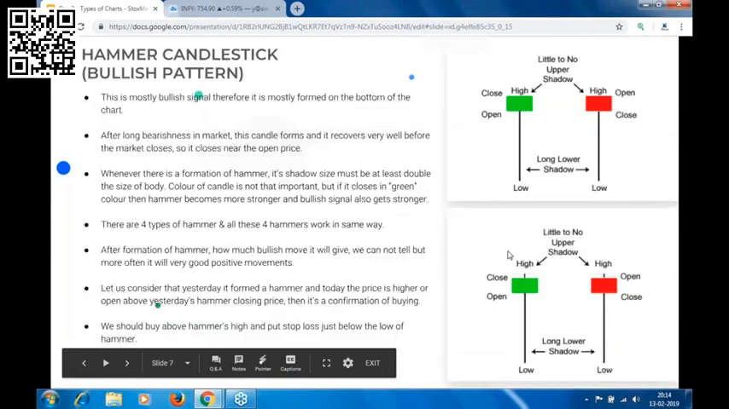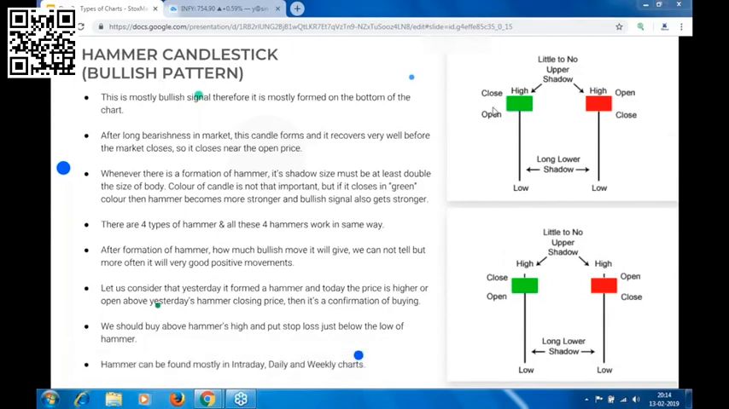Okay, now see, this is a hammer formation. This picture just looks like a hammer. Now color is of no importance to us. It can be of green color, it can be of red color. This is known as a hammer candlestick, and this is a bullish trend reversal pattern. And this is formed after a long downtrend at the bottom of a chart.